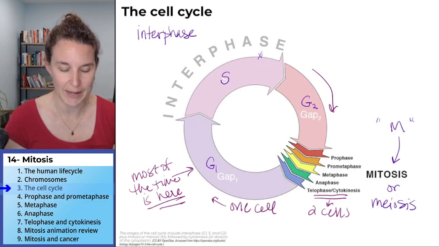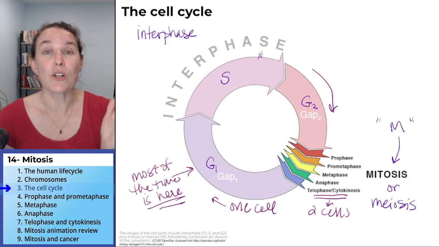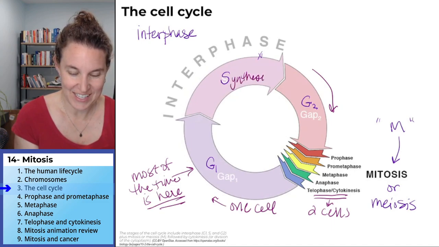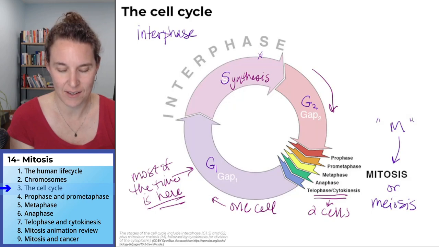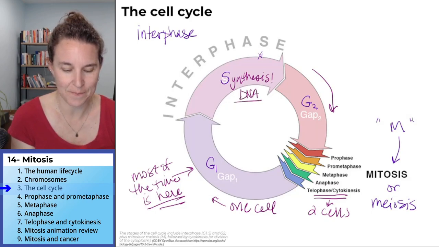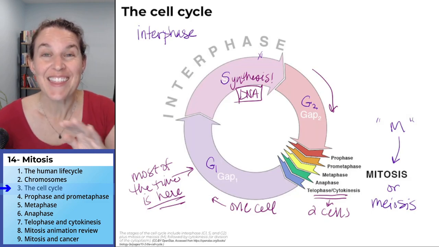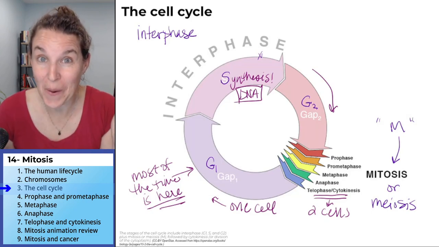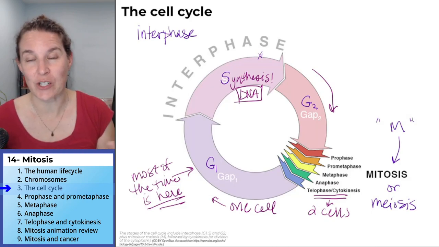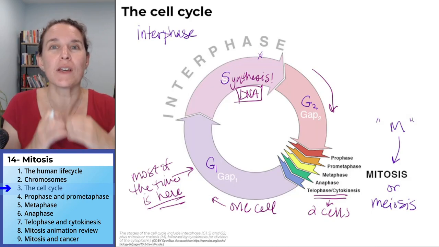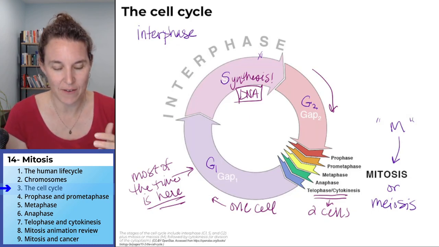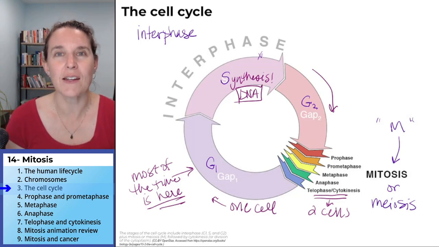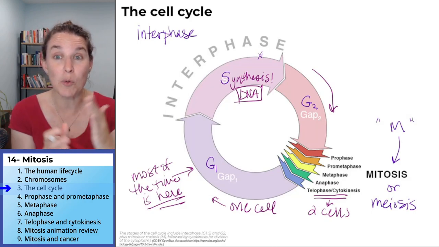Okay, so we get the message to divide. The cell that was in G1 is now going to move to S. Guess what S stands for? Synthesis. Of what? DNA. During the S phase, all the DNA is replicated. So the whole genome goes through DNA replication. Who's the hero? Who's making that happen? DNA polymerase. You already know this stuff. So DNA polymerase gets its moment in the sun and goes through the S phase and doubles all the DNA.